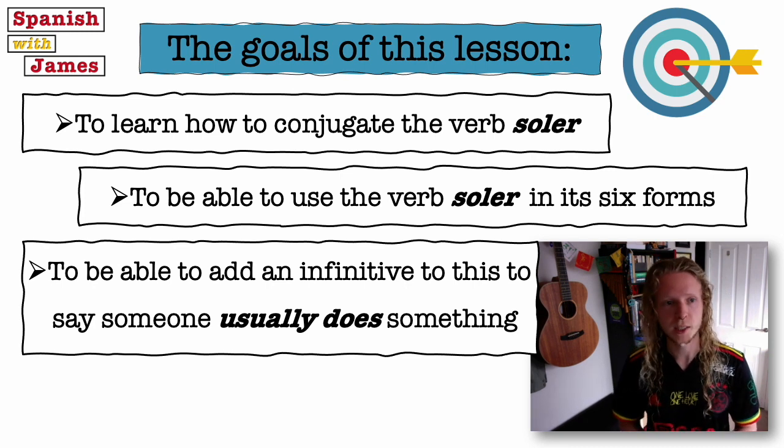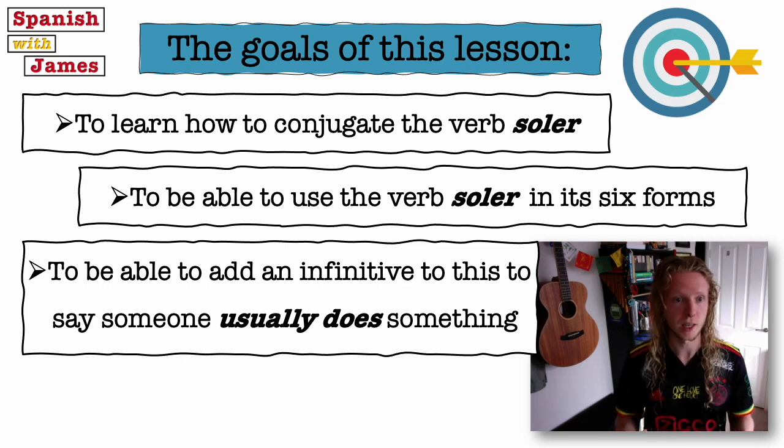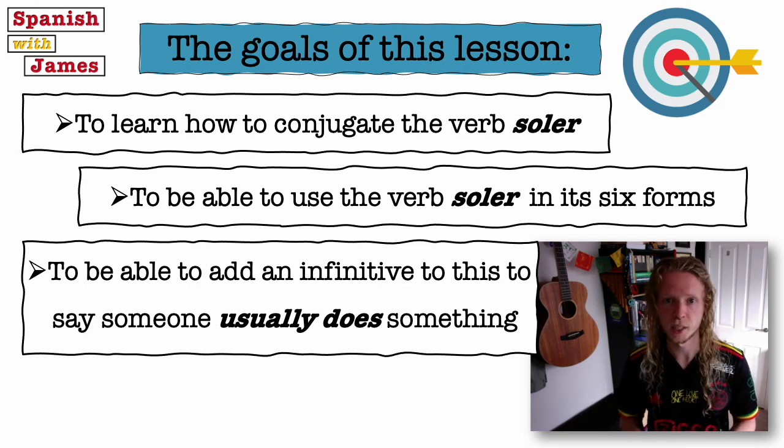So the goals of this lesson are to learn how to conjugate the verb soler, to be able to use that verb in its 6 forms in the present tense, and then to be able to add an infinitive to this verb to say what someone usually does.